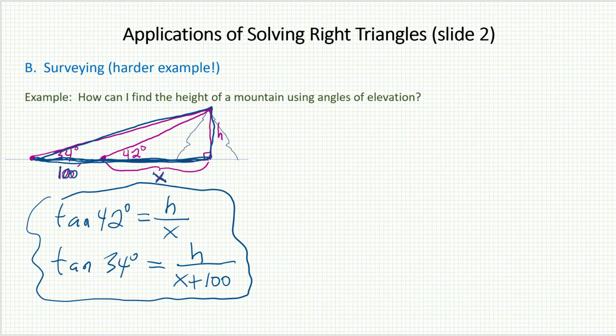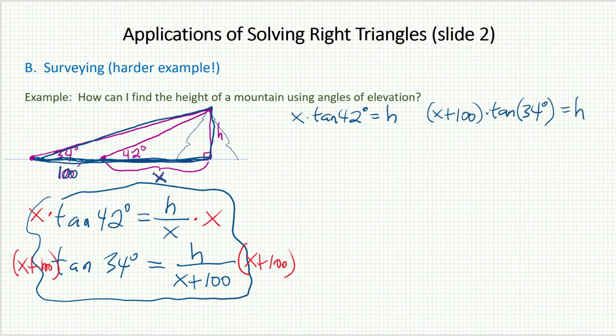I think the first thing I would do is clear the fractions. This one I would have to multiply both sides by x. This one I'd have to multiply both sides by x plus 100. I get x times tangent 42 equals h. And I get x plus 100 times tangent 34 degrees equals h. Remember that tangent 42 degrees, tangent 34 degrees, those are just ratios, decimal numbers I could get off the calculator. I just don't want to get them yet because I don't want to have any rounding in the middle.